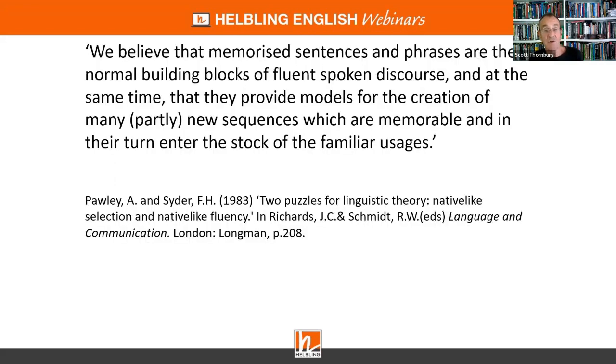They're new, they're original, which are memorable, and in their turn enter the stock of familiar usages. And they become memorable, people use them again and again, and they become formulaic. And that's the way language tends to develop. So here's an activity from our book that looks at exactly this kind of language.